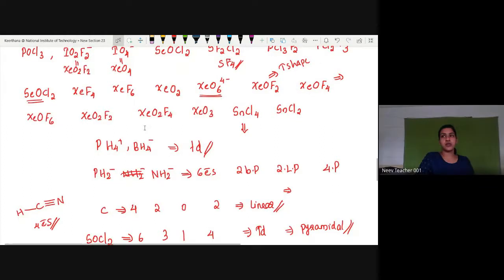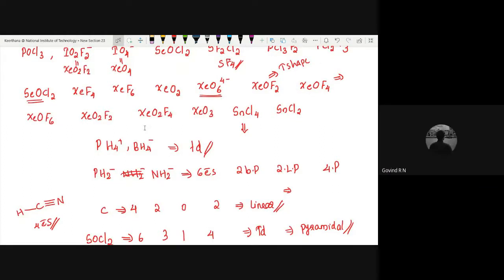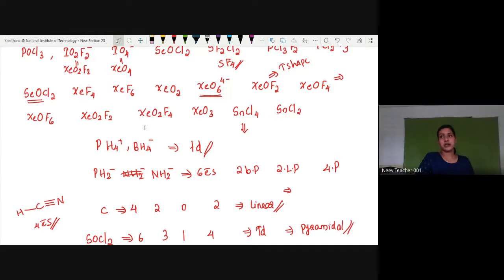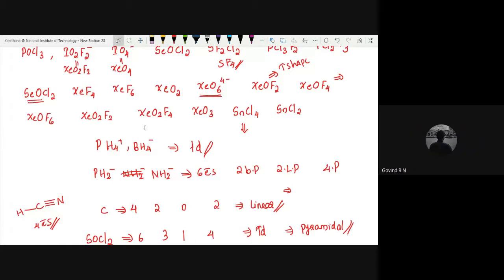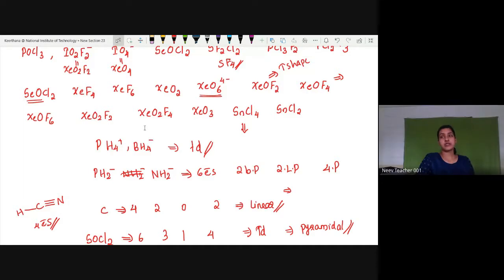Yes, XeO3: tetrahedral geometry, pyramidal shape. 6 electrons will be used for the bond pairs and 1 lone pair. So 3 plus 1, total 4. Trigonal pyramidal shape. Next: tetrahedral shape and geometry. Yes.